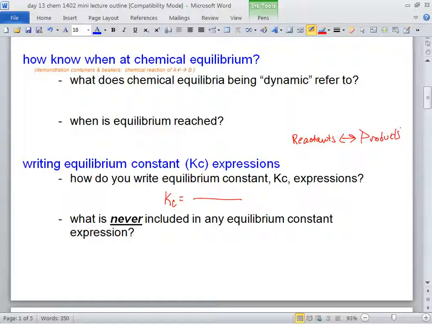And if you wait around long enough, the concentrations of all these products and reactants aren't changing over time. So we're just going to divide the two, and we're going to get a number. But you always have to divide what by what? What has to be on top? The products. The products have to be on top, and the reactants have to be on the bottom.